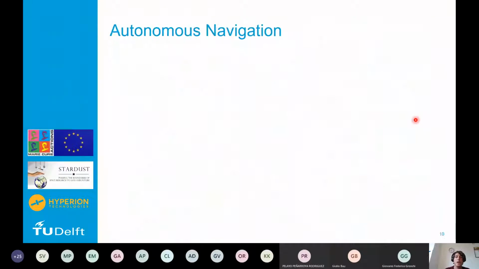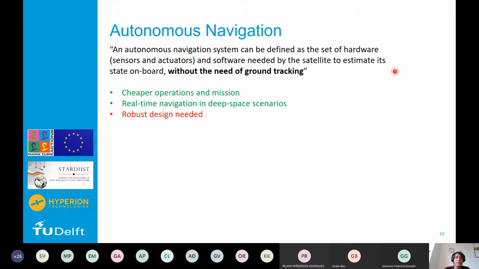So if I can move now to the second part of my presentation, which is the main focus of both my presentation and my personal project, and my role also in the PWG MASSE that you will see tomorrow. Talking about autonomous navigation, I think we can define an autonomous navigation system as the set of hardware and software needed by the satellite to estimate its state on board without the need of ground tracking. So by state on board, of course, I mean position and velocity.